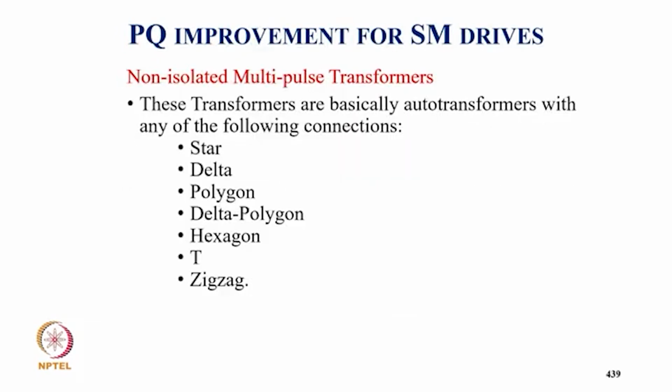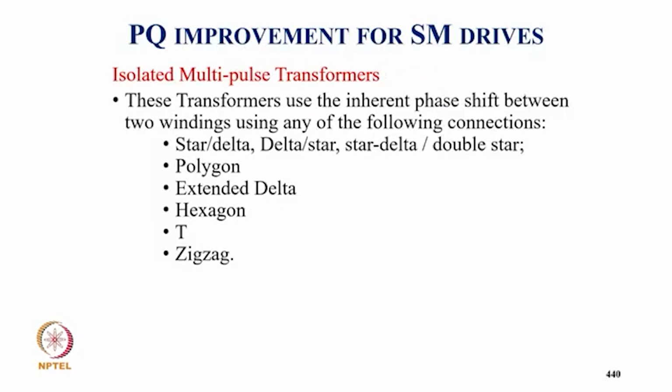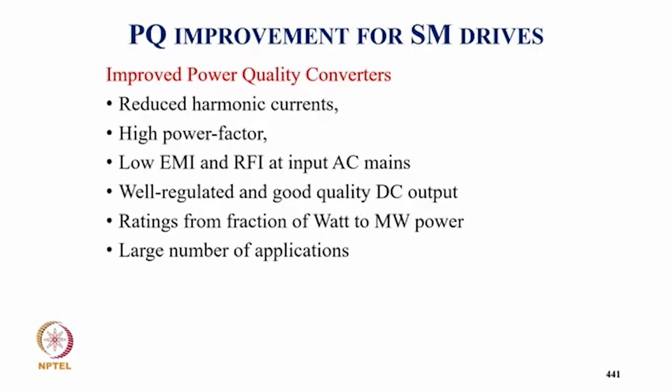In the non-isolated multipulse converter, these transformers are basically autotransformers with any one of the polygon, star, delta, hexagon, T, and zigzag configurations, and these transformers use the inherent phase shift between the two windings using any of the following connections: star, delta, double star, polygon, hexagon, T, and zigzag.